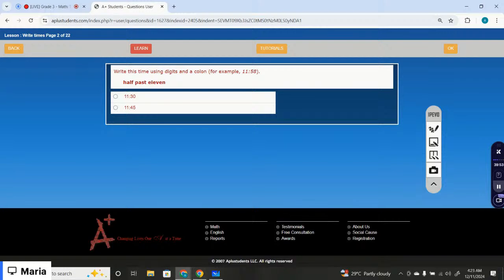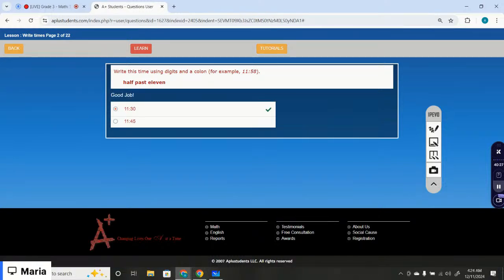Write this time using digits and a colon. 11:30. So, which is the correct option? Half past 11, that is 11:30, right? 11 hours and 30 minutes, that represents half past 11. Option number one is the correct option, right? Very good.